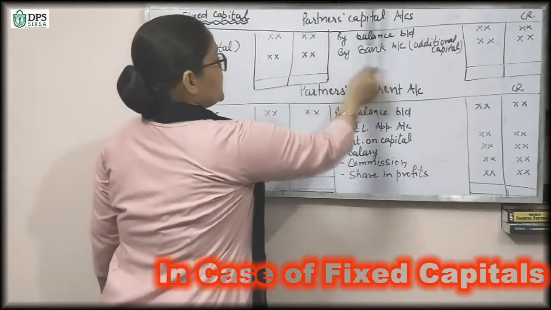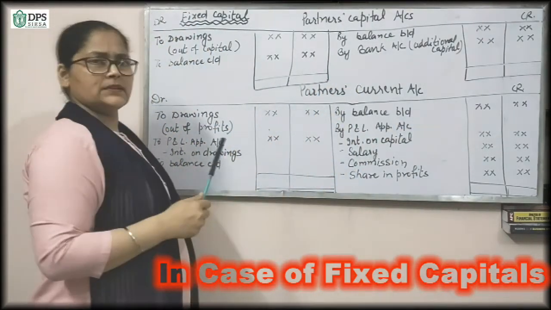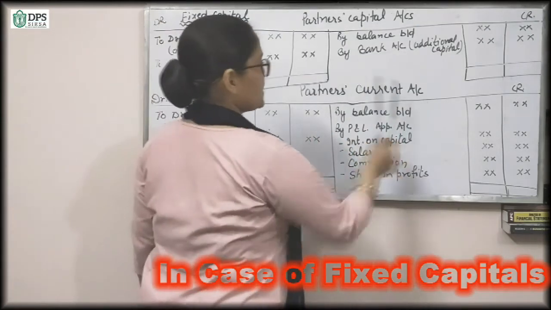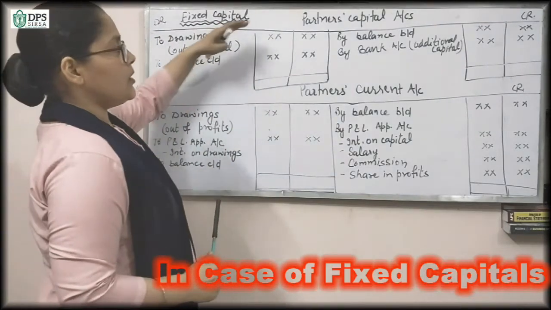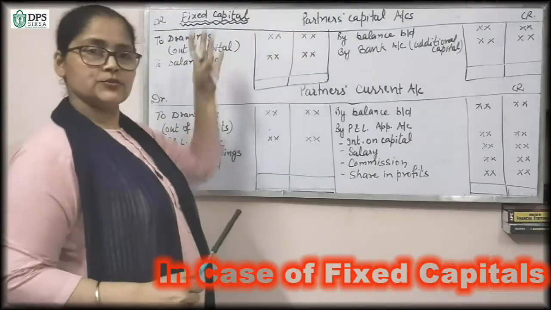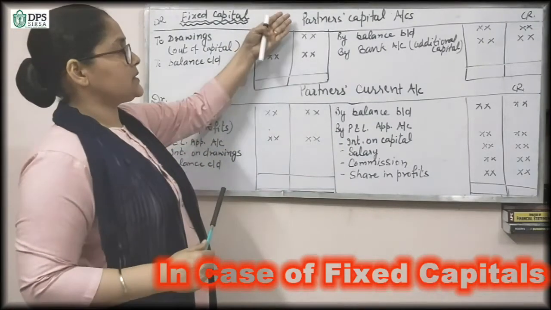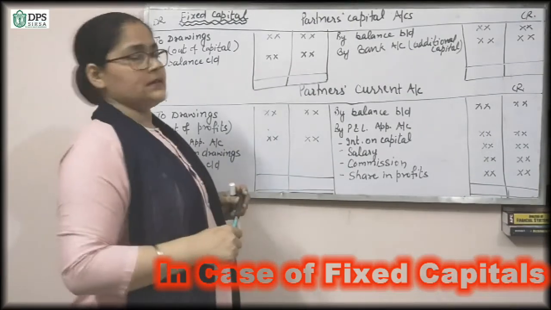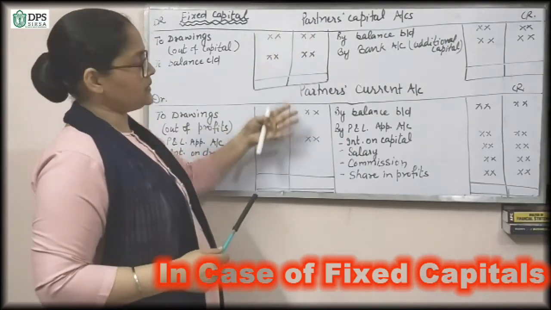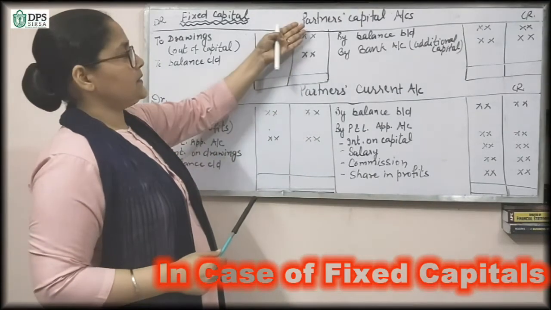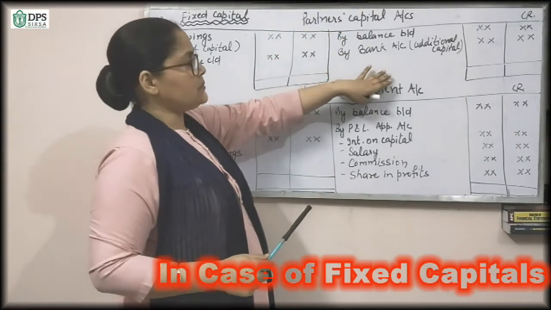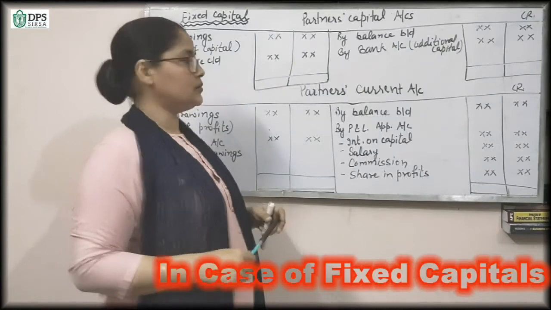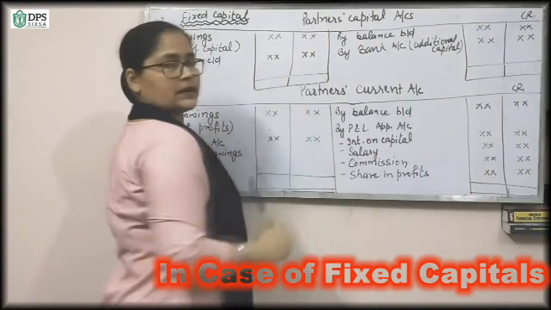So the partner's capital account is this account. It has already been discussed in earlier videos. You can see it again. Now the partner's current account. All the entries that were in the fluctuating capital case, when only the partner's capital account was held, we are now splitting into two parts. In this case the partner's capital account is maintained, and all the remaining entries that were in the previous capital account will now come under the partner's current account.